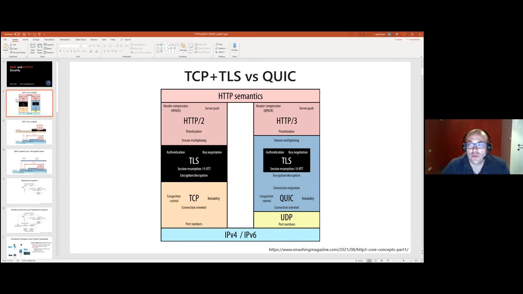So maybe I can do a little bit more in detail. What that basically means, right? What does that mean that Quick is integrated with TLS? And I have the second slide.